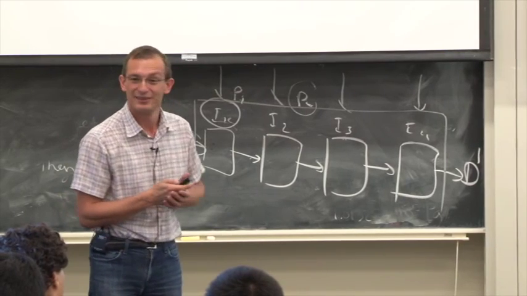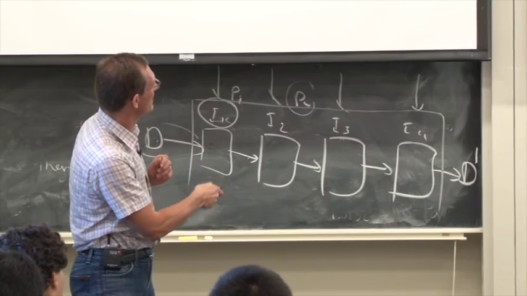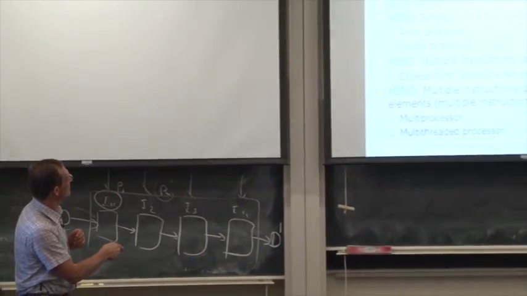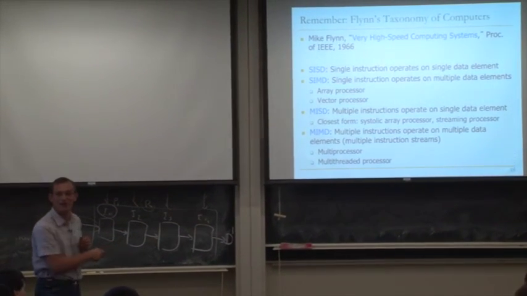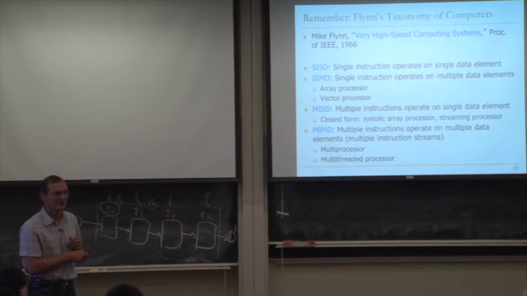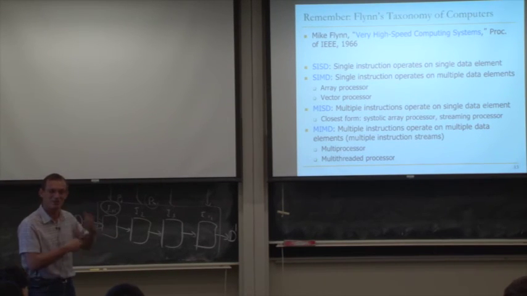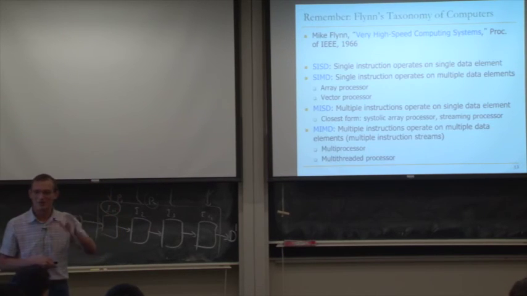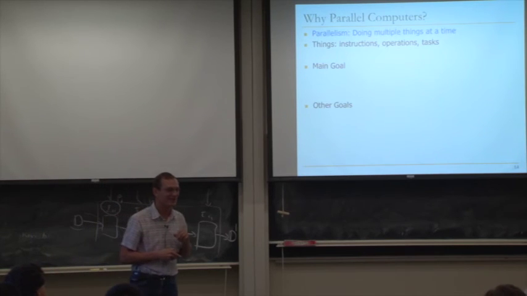Okay? Any questions on this? So I would argue these three forms of this part of the taxonomy, if you will, constitute the parallel computers. And I think anything in here should constitute the parallel computers. That's probably a more precise definition. Okay. So now we've somehow defined parallel computers, but why do you need them?